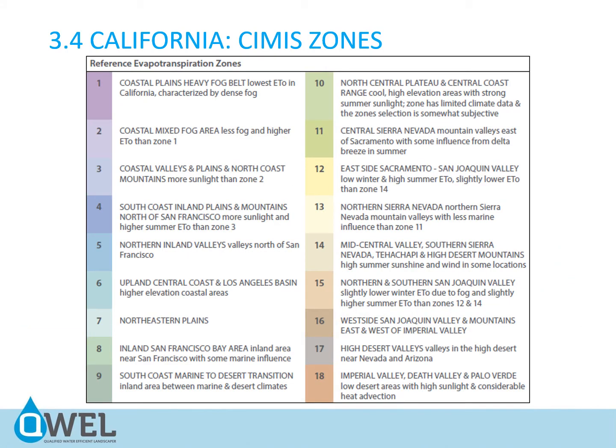This chart describes each of the 18 different CIMIS zones in California, and it ranges from number 1, the coastal plains heavy fog belt with the lowest ETo in California and is characterized by the dense fog in that area. You'll see that it's colored on the map in a purple color, all the way down to zone 18 here, and that's the Imperial Valley, Death Valley, and Palo Verde, which is a low desert area with high sunlight and considered heat advection. It's a very hot desert-like climate, and you'll see that it will be color-coded accordingly on this map.